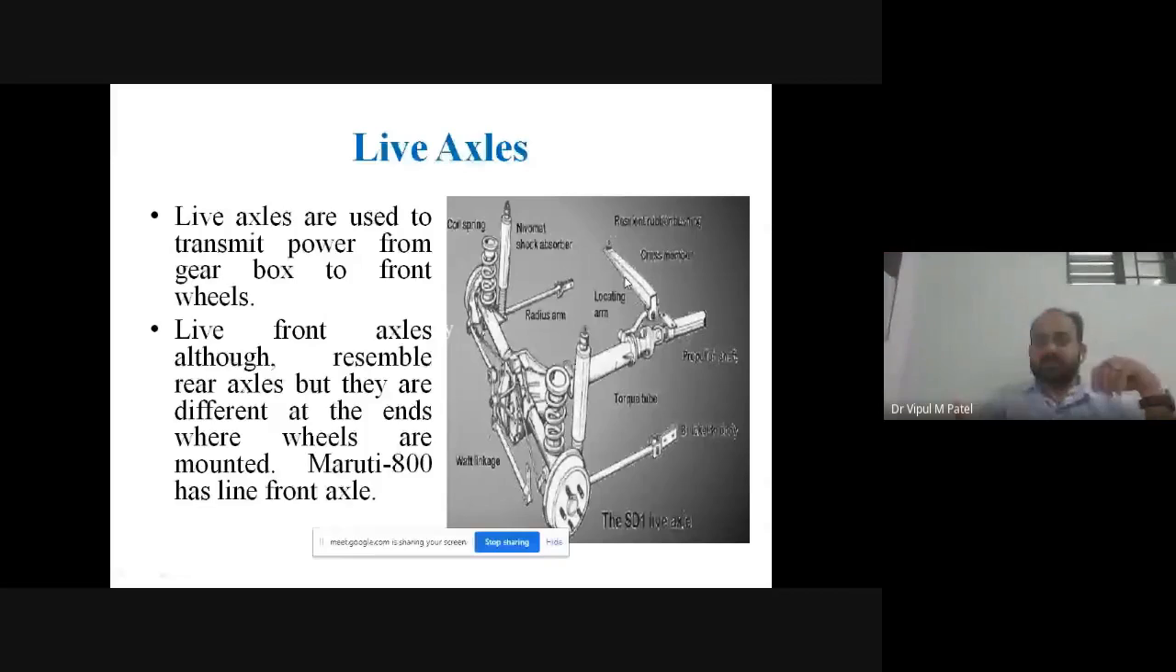With the use of these shock absorbers, we are using both components to absorb the shocks. This is a locating arm, so with the use of that we can easily fix that component to the automobile body. This one is a linkage.